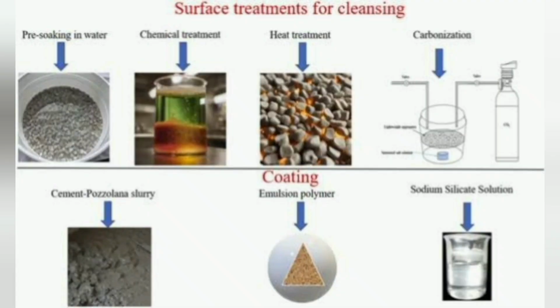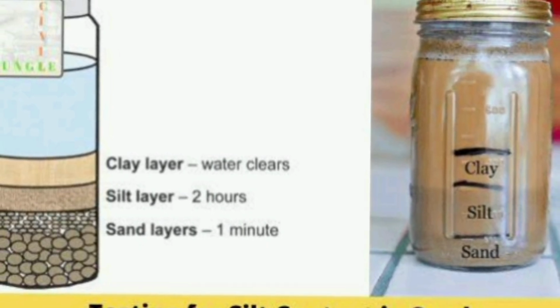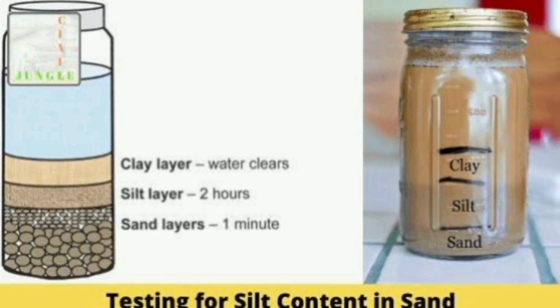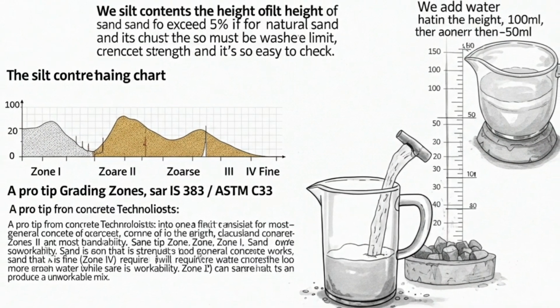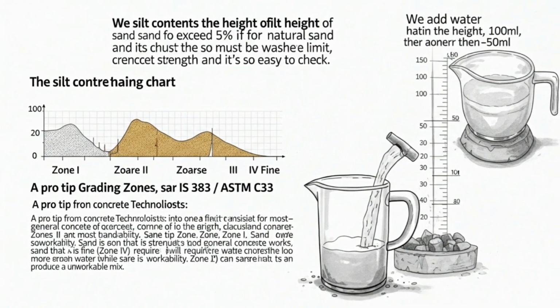Now let's talk about cleanliness. The presence of excessive silt, clay, or dust in your sand is a concrete killer. This is why the silt content test is a non-negotiable, quick field check. These fine particles are smaller than 75 microns and are harmful because they form a coating around the sand grains, preventing a proper bond with the cement paste.